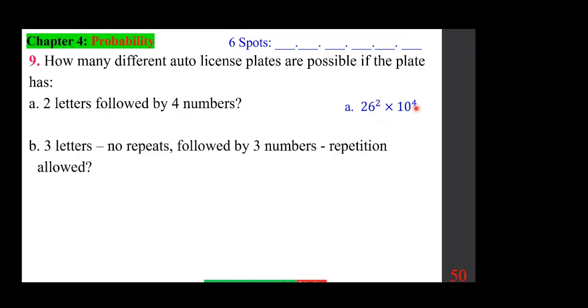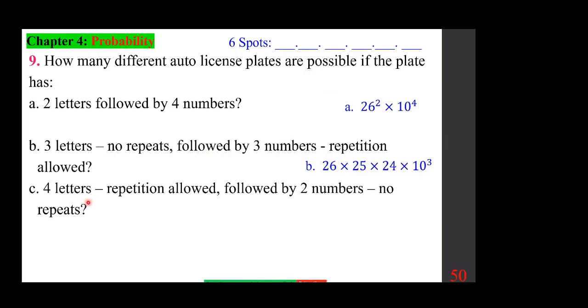The next one says, now we want 3 letters. We can't repeat. So let's stick with that. 1, 2, 3. So I can put 26 here, but now I got to go down to 25 and then 24. Followed by 3 numbers. There is no restriction, so I can have all 10s. So 26, 25, 24 times 10 cubed.